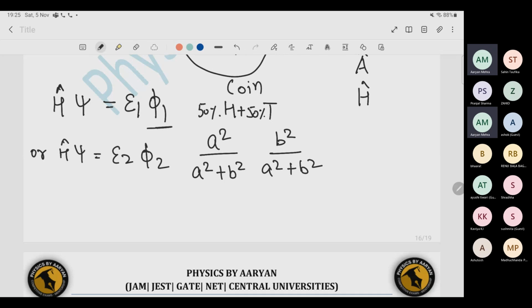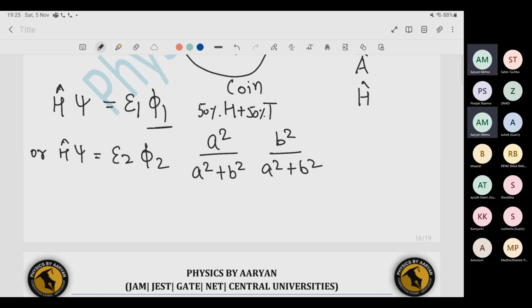So do you all get it till here? Yes, sir. These are the two possibilities. Everyone else, did you get that idea or not? Something new you have seen here? Tell me quickly.